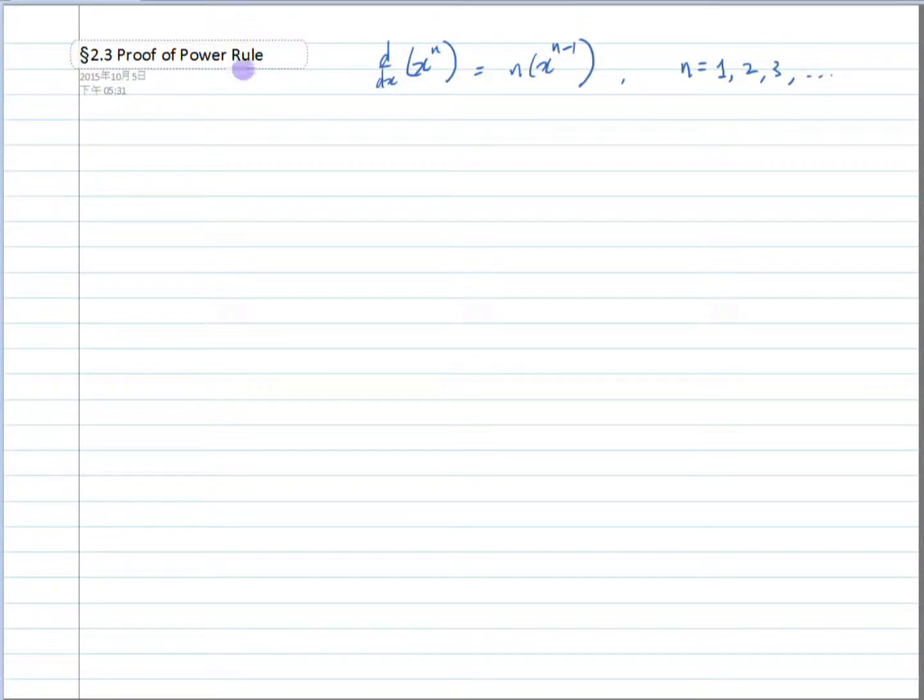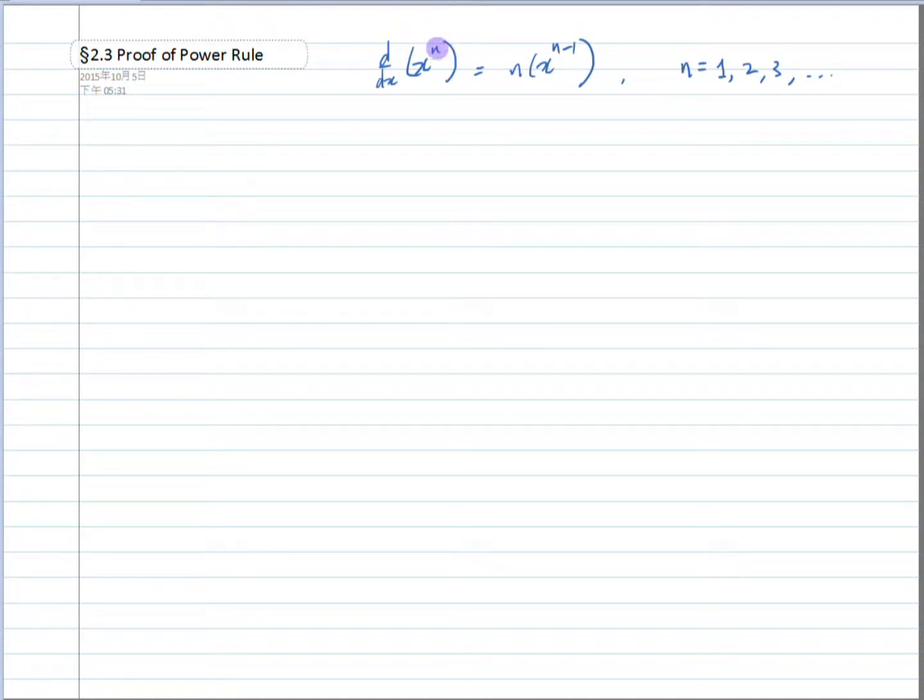In this video, we will prove the power rule. Here's the power rule. It says that the derivative of x to the power n is equal to n times x to the power n minus 1. And this is true for n going from 1, 2, 3, that means all the positive integers. So let's take a look at the power rule.